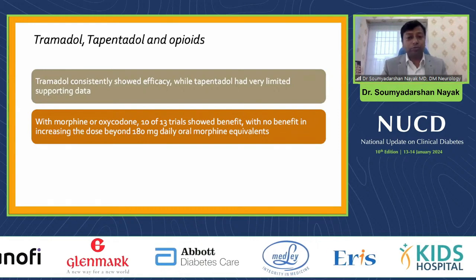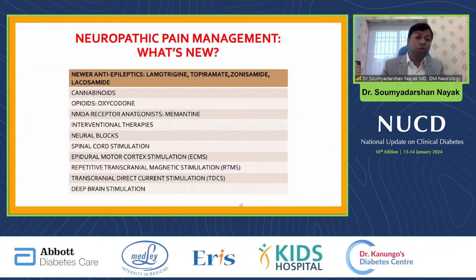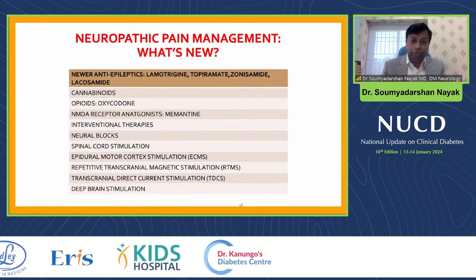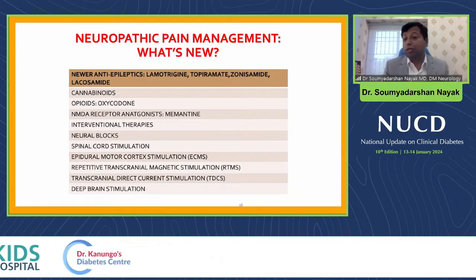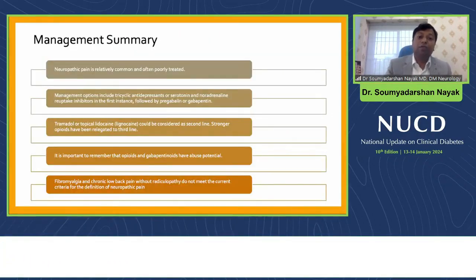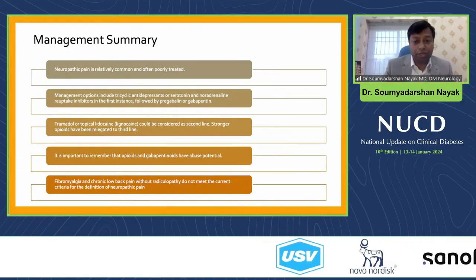to gabapentin is lower. Opioids have limited efficacy, so the newer kids on the block are cannabinoids, lamotrigine, topiramate, zonisamide, and lacosamide. These are the new antiepileptics, but they don't have an FDA recommendation. We need to see how they come up in the future, but we can use them for resistant cases.